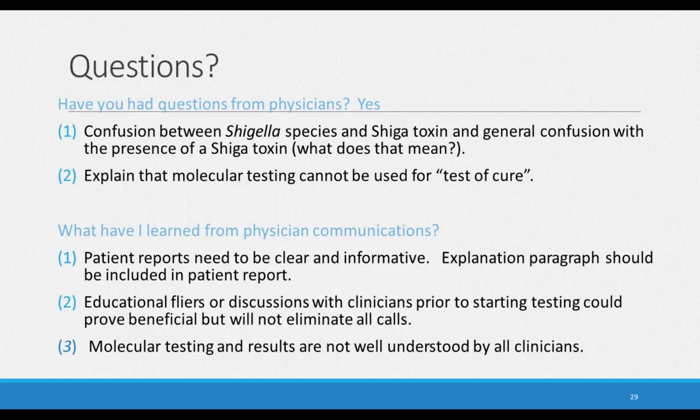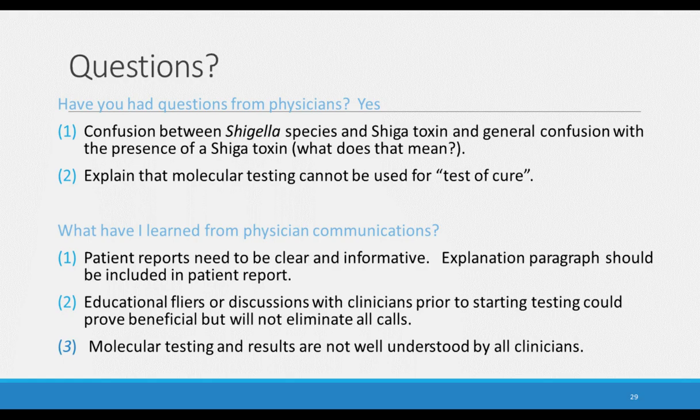So what have I learned from these physician communications? Well, overall, I've learned that patient reports need to be very clear and informative. We've included an explanation paragraph with our molecular results explaining what the results mean. One could laugh and say, I'm not sure that anyone ever reads those, but let's hope that some people might, and we do feel that it's certainly necessary to provide some education about these newer methods, because I do think that a lot of clinicians are not necessarily informed.